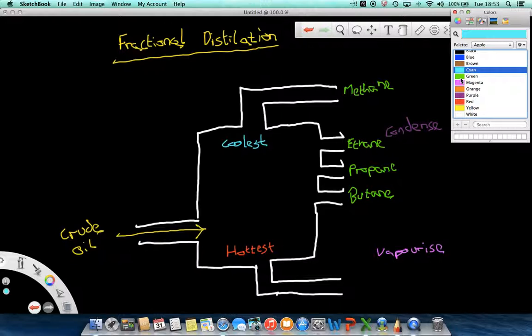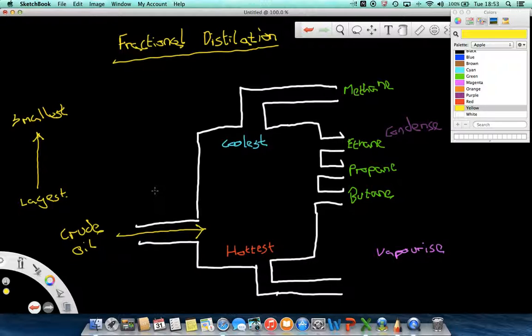But in terms of remembering trends, we can usually say that the largest molecules gather at the bottom, and they go all the way up to the smallest. That's why we get methane at the top and we'd get the biggest molecule at the bottom. We can say that those with the highest boiling point, so high BP, stay at the bottom, whereas those with the lowest boiling point gather at the top. We could say those that are least flammable gather at the bottom, and those that are most flammable gather at the top.